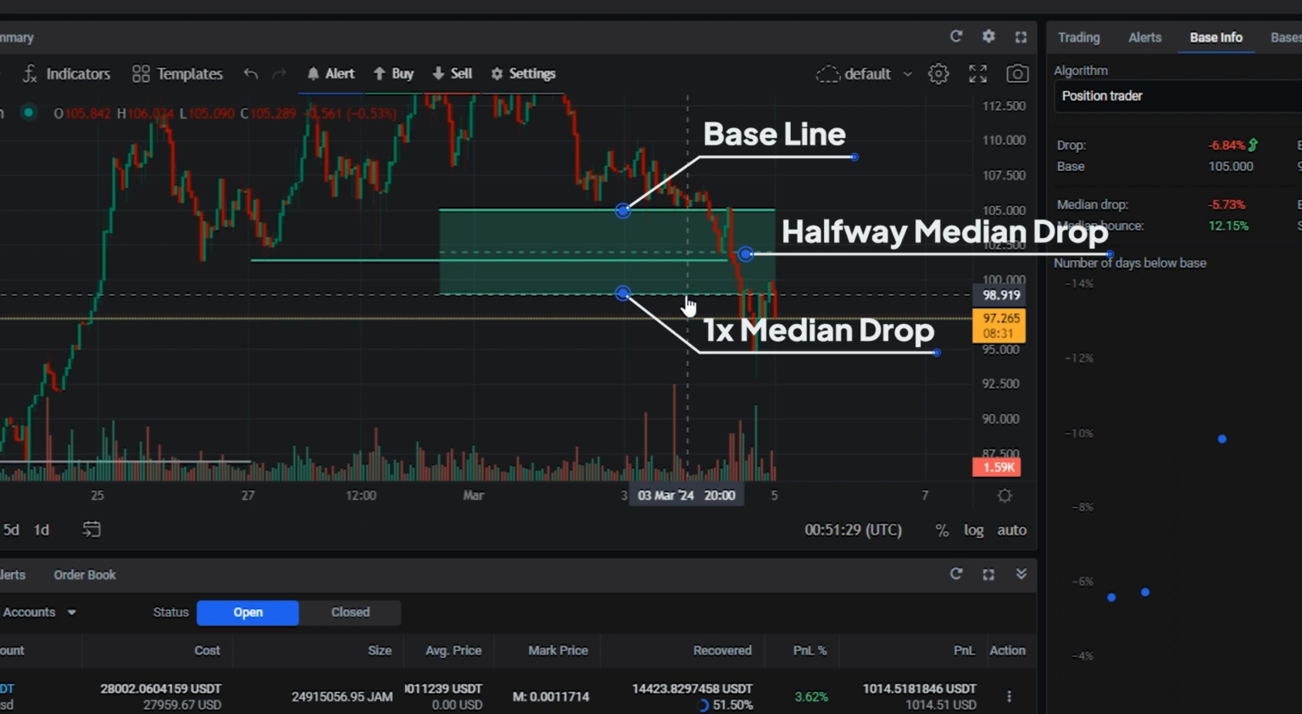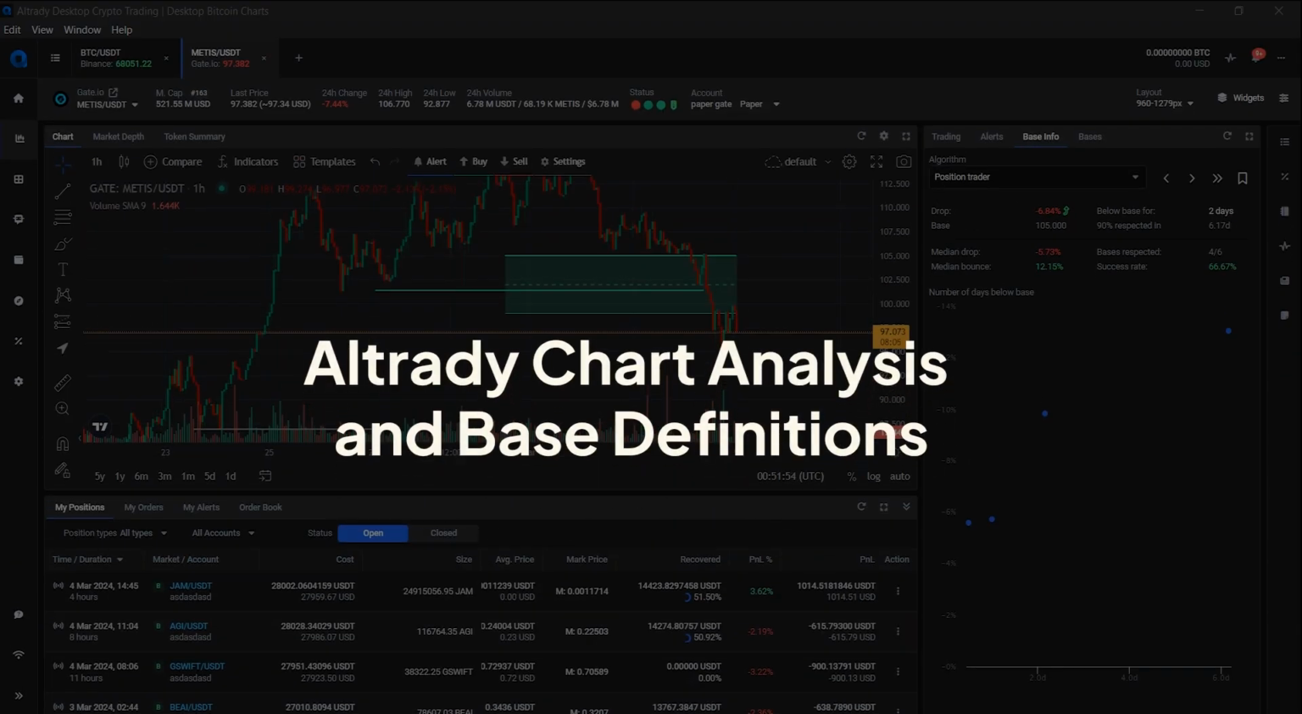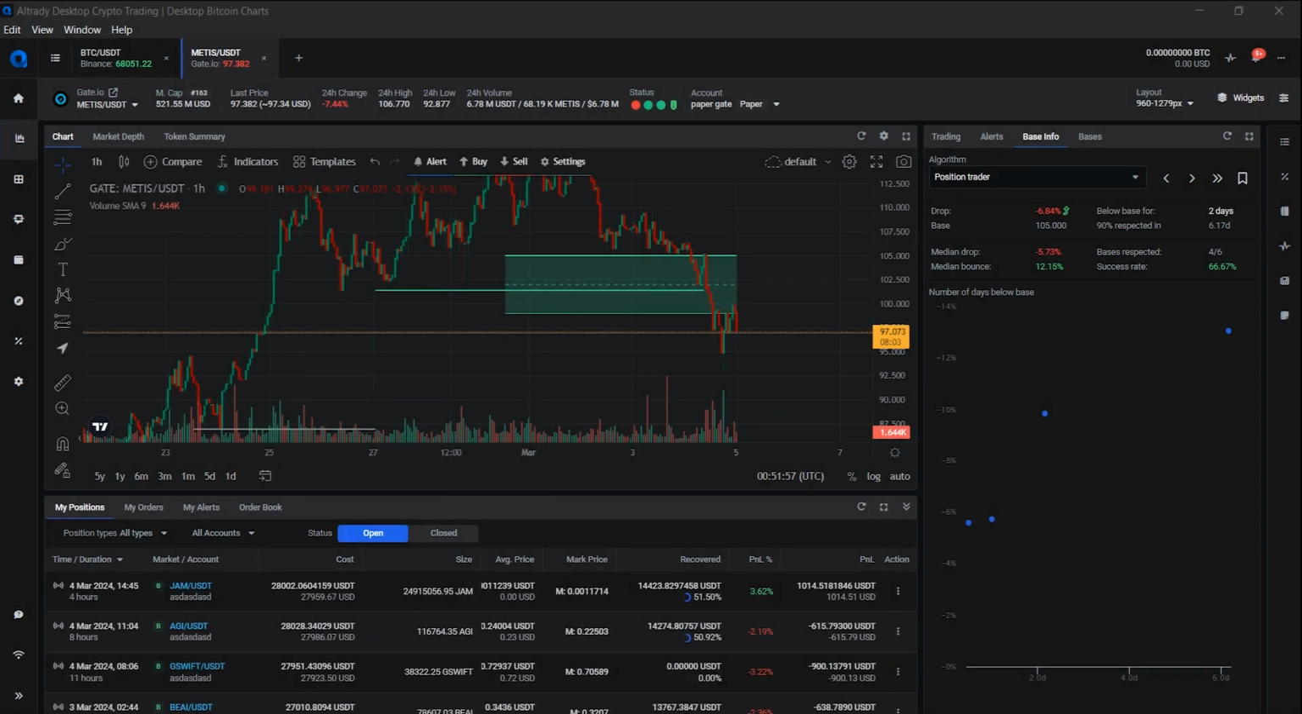Altrady carefully puts these lines in place to help you analyze the market. They give you helpful information about median drops and how the market is behaving. Altrady chart analysis and base definitions. Now let's see how these definitions look in Altrady charts.